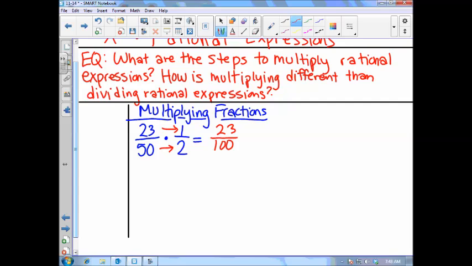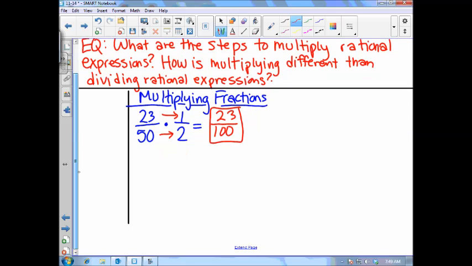simplifies. Does 23 over 100 simplify? What divides into both 23 and 100? Only the number 1, right? So the answer here was no, they don't simplify. Okay? Let's review dividing fractions.